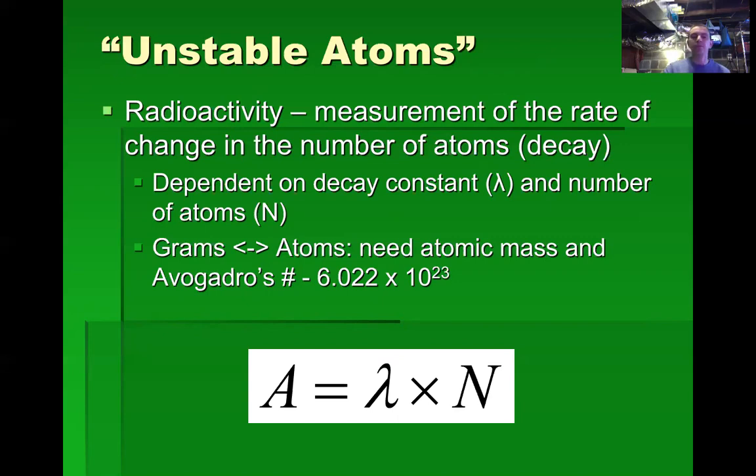So if you have something with a very long half-life, the decay constant will be very, very small, because over a certain period of time, over a minute, something that has a million-year half-life, not much is going to decay in a minute. So you'll have a very, very small decay constant. But if you have something that has a much shorter half-life, you'll have a larger decay constant. But really, that is what links the number of atoms to the activity of a sample.